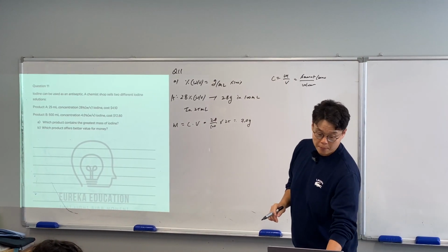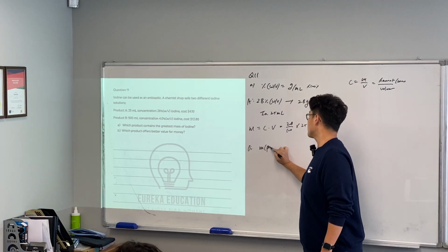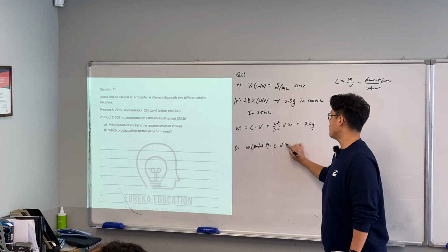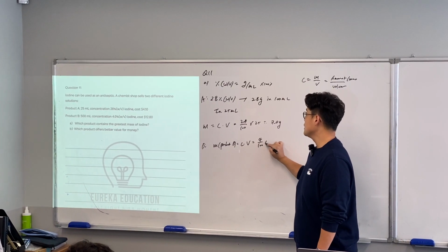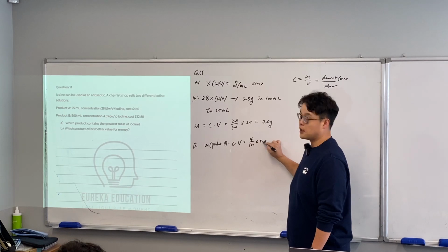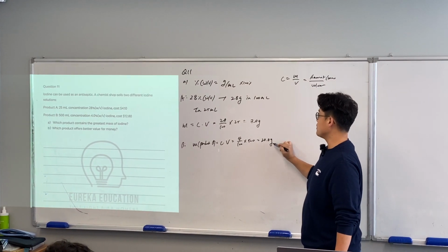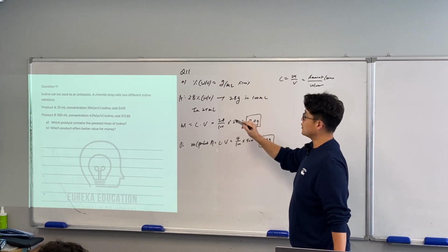Okay, same for product B. The mass of product B must be the concentration times the volume. We have been given 4%, so 4 on 100 times 500 mL, which is the total given. It gives us 20.0 grams. So 20 grams for B, 7 grams for A.